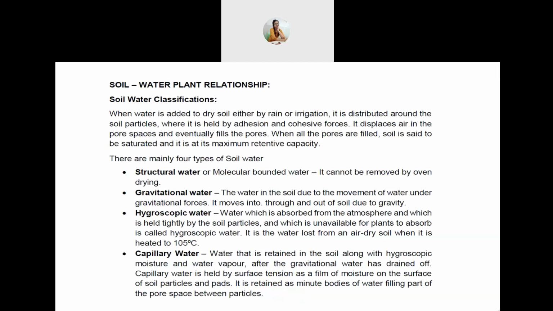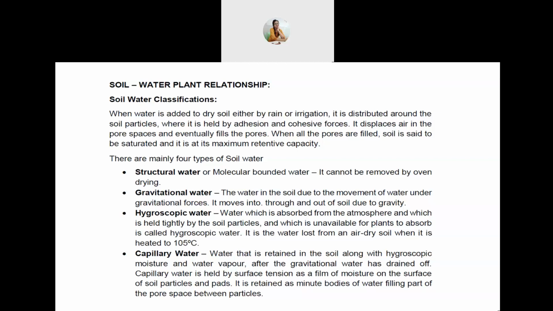Hygroscopic water, water which is absorbed from the atmosphere and which is held tightly by the soil particles and which is unavailable for plants to absorb is called hygroscopic water. It is the water lost from an air dry soil when it is heated to 105 degrees Celsius.